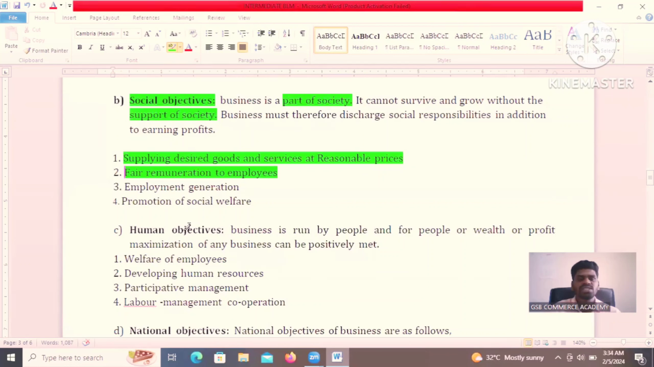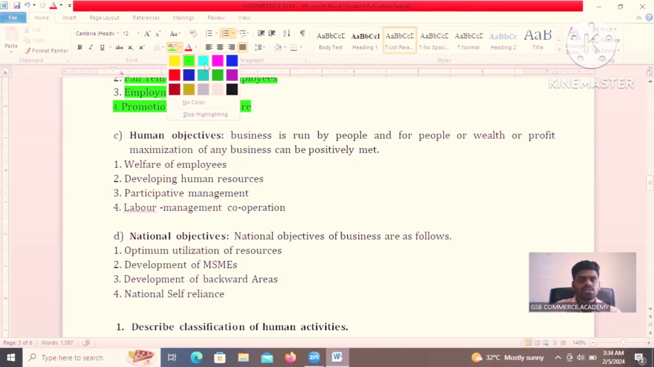You can pay salaries to the employees, and also employment generation. With this business, the business can provide employment, creating more employment for every human being. This is employment generation, one of the social objectives. Next one, promotion of social welfare.